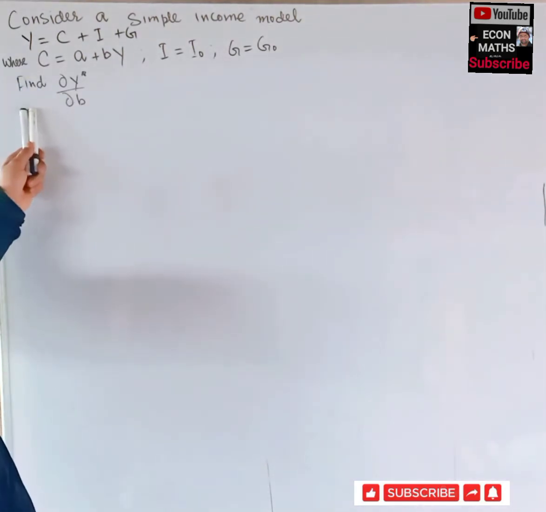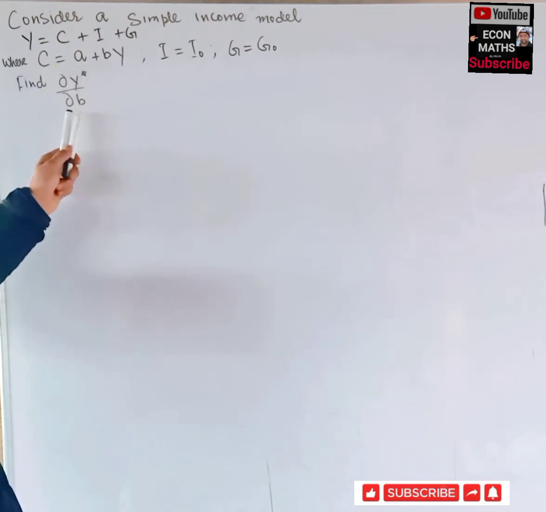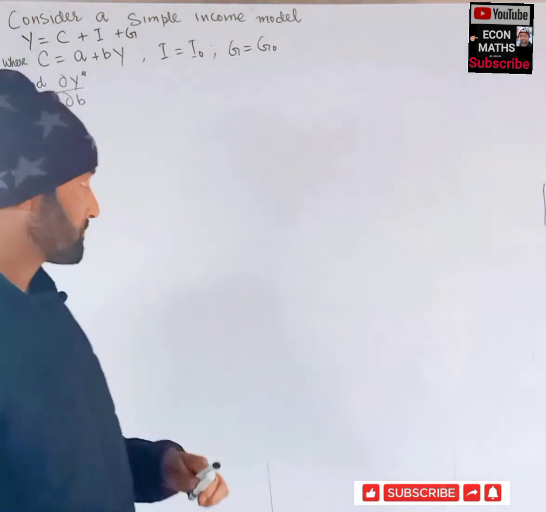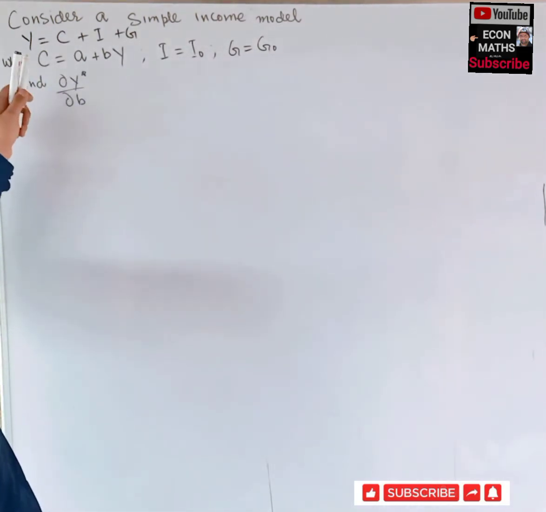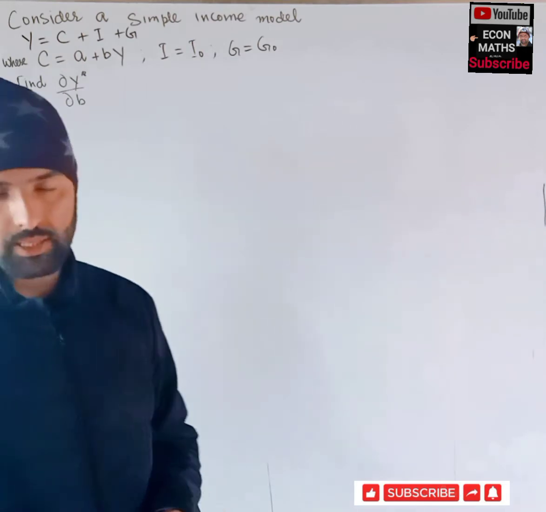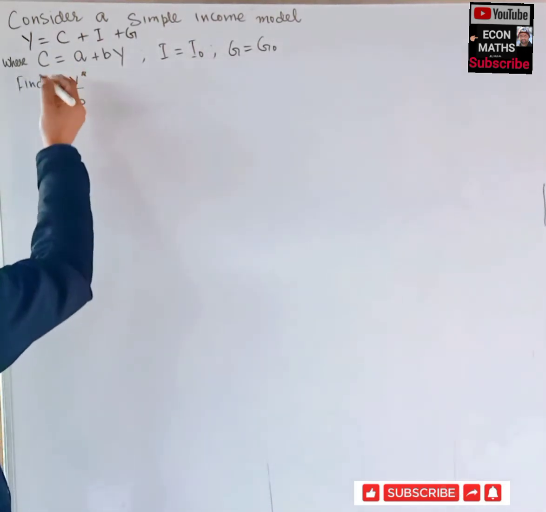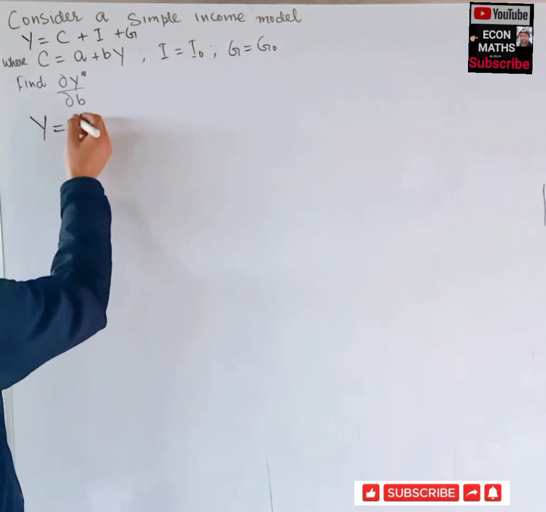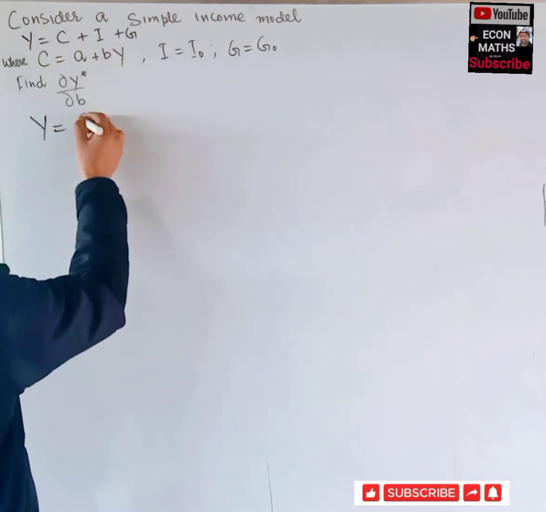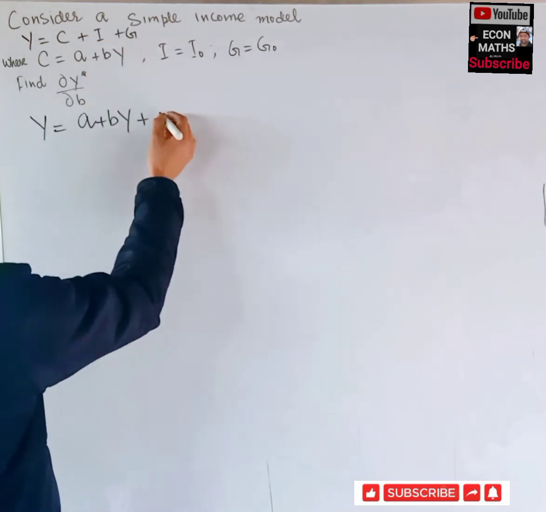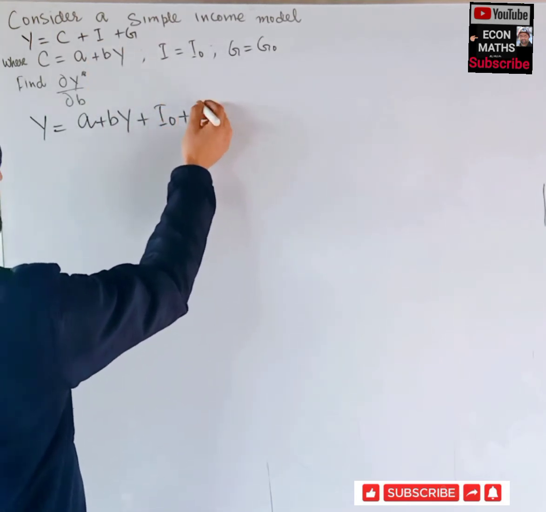Find dy by db. We have to find the effect of change in the marginal propensity to consume on the total output. We will see this question. First of all, we will write this equation: Y = c, where our c is given as a + by, plus I naught, plus G naught.